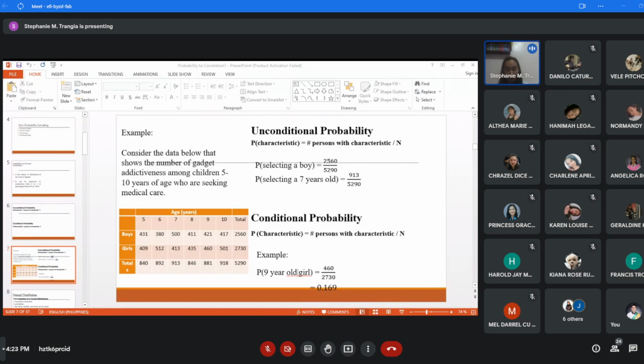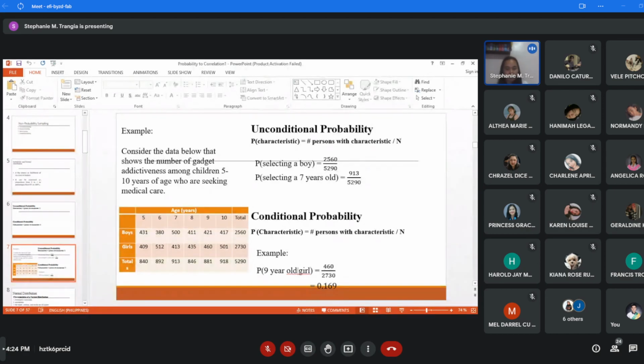Next, in the conditional probability. So we have here the probability of a characteristic is equal to the number of persons with the characteristic divided by n. So for example, we have the probability of a 9-year-old girl given nga girl siya. So how many girls are there nga 9-year-old? So we have 460 divided by the total number of girls. So we have 730. So this is equal to 0.16 or 0.17, 0.169.